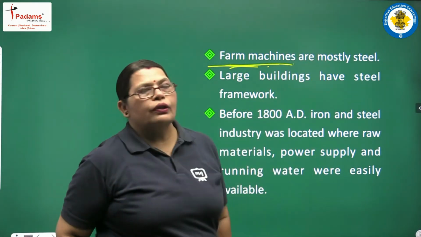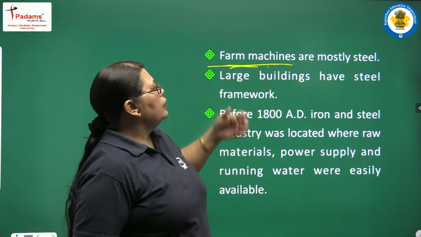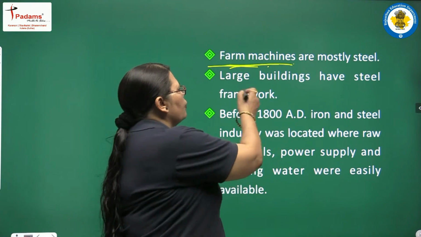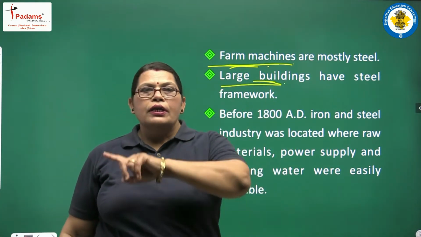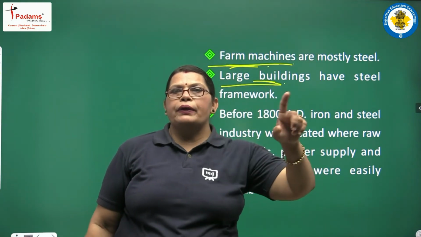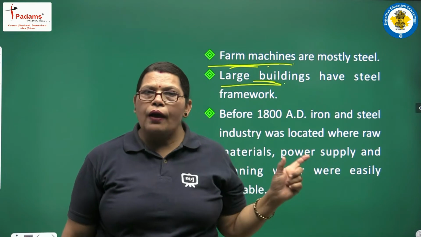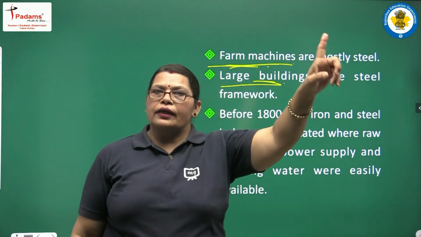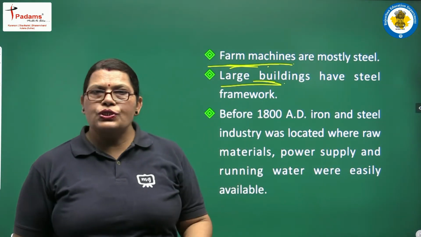When we are talking about farm machines, yes, different machines used in the farm, they are also mostly made up of steel. When we are talking about large buildings, all large buildings have स्टील फ्रेमवर्क. आपने कांच की बिल्डिंग्स देखी होगी बट उनमें ज़्यादातर जो काम है आउटसाइड, देखिए जो बिल्डिंग्स में फ्रेमवर्क इत्यादि का काम होता है बच्चों, वो किससे बनाया जाता है? ऑल दीज आर मेड अप ऑफ स्टील.